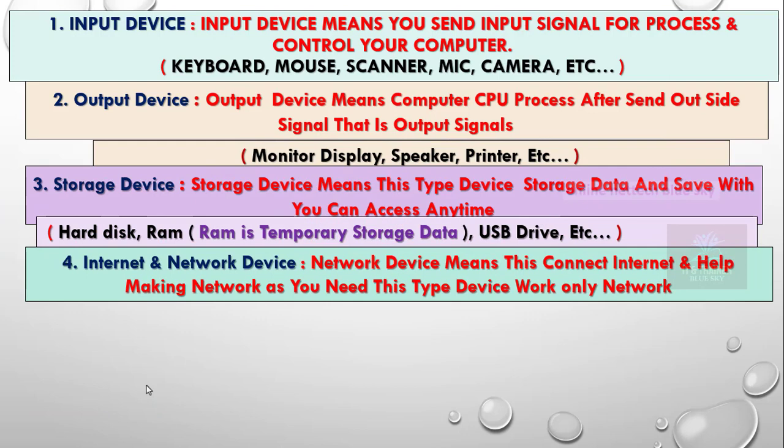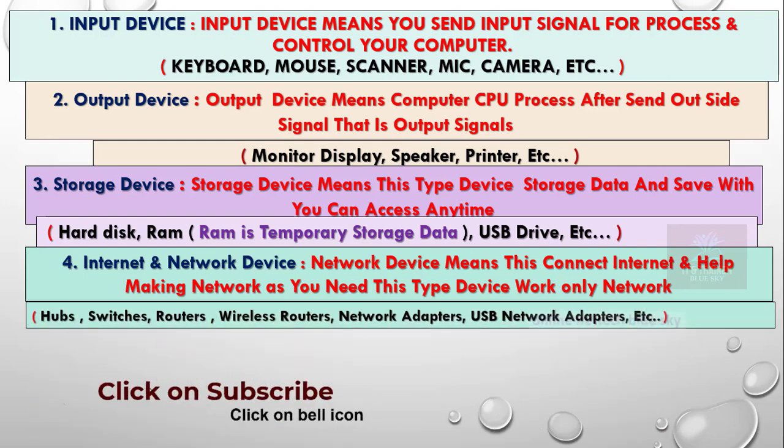Internet and network devices. What are internet and network devices? Network devices connect to the internet and help in making a network, and this type of device works only for networking. So this is one type of device for internet access, and you can create your own network using network devices. So how many types of network devices are there? You can see hubs, switches, routers, wireless routers, network adapters, and USB network adapters.